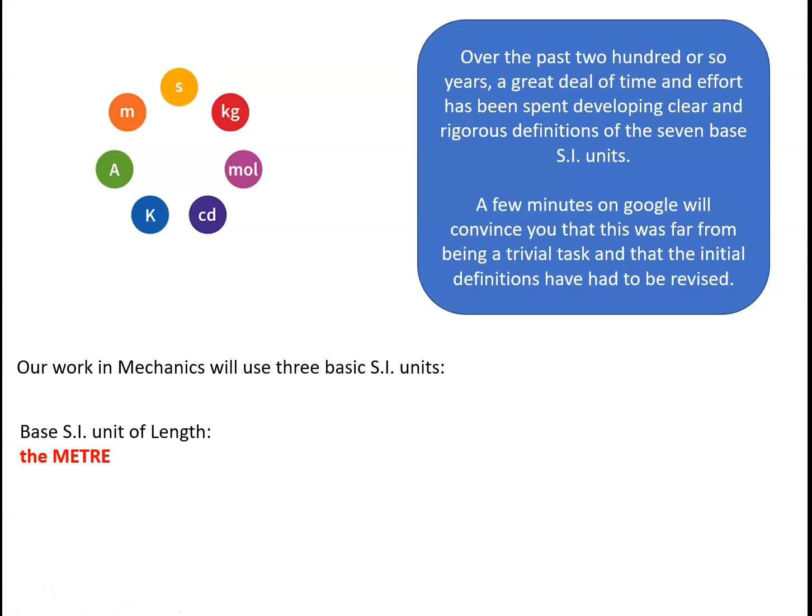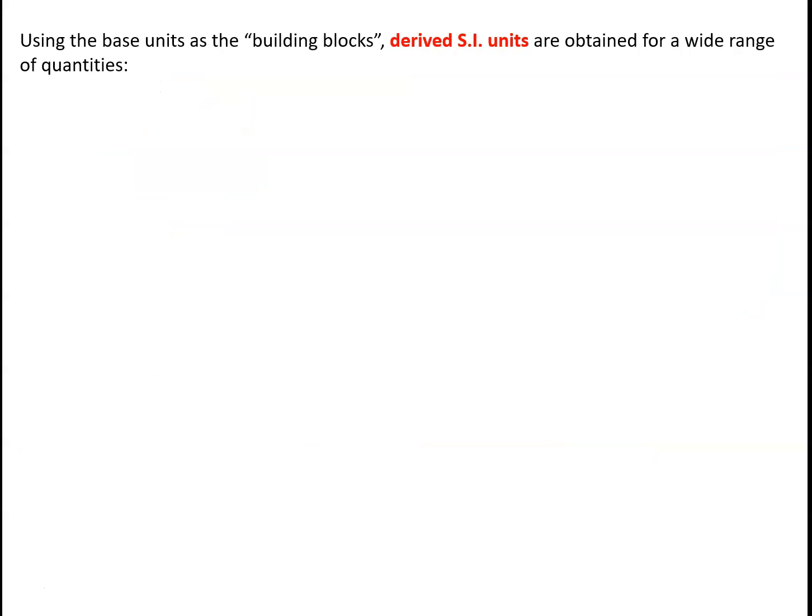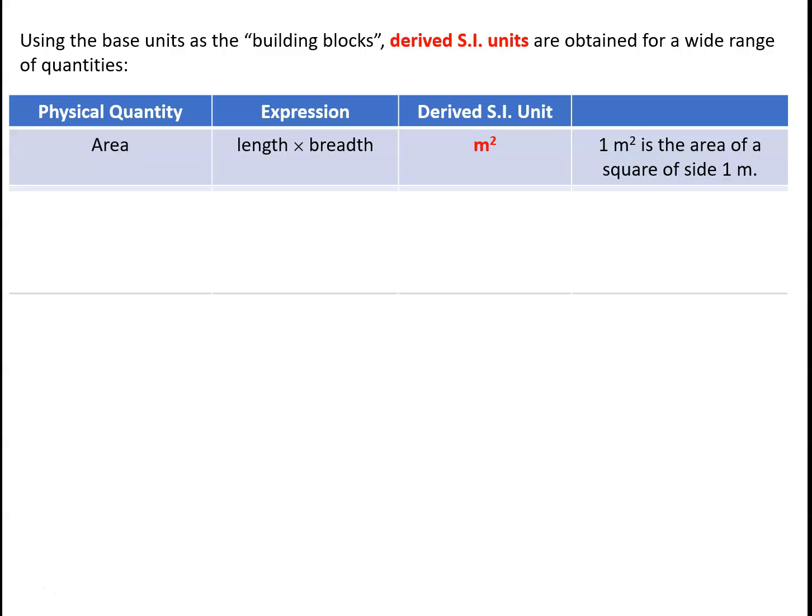For the measurement of length, the basic unit is the meter. For the measurement of mass, the basic unit is the kilogram. And for the measurement of time, the basic unit is the second. Now, using these three base units as building blocks, we obtain derived SI units for a wide range of quantities.